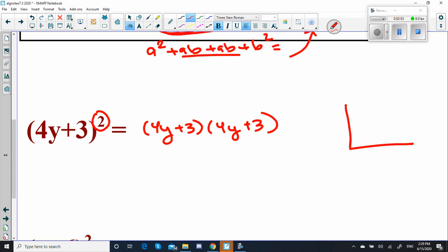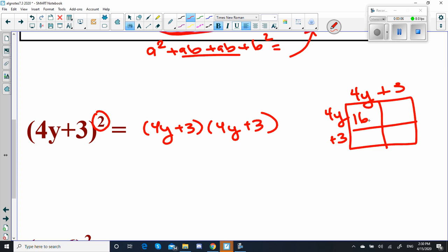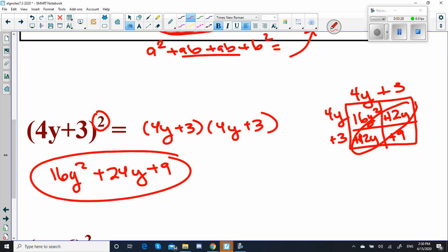So I'll do a Punnett square on this one because I didn't on the last one. So 4y plus 3 and 4y and positive 3. I'm careful with that sign. There's no negatives here. So 4 times 4 is 16. Y times y is y squared. 4y times positive 3 is positive 12y. And 3 times 4y is positive 12y. Positive 3 times positive 3 is positive 9. So these 2 can be added together. So the answer is 16y squared plus 24y plus 9.